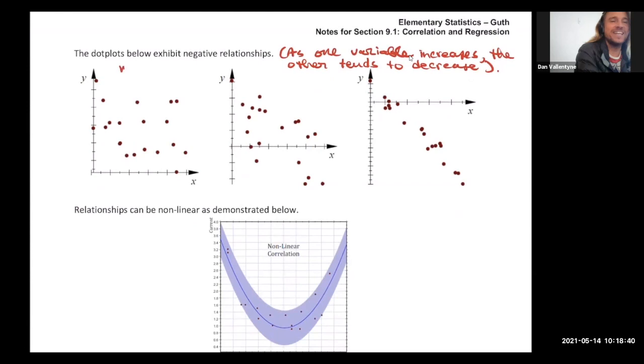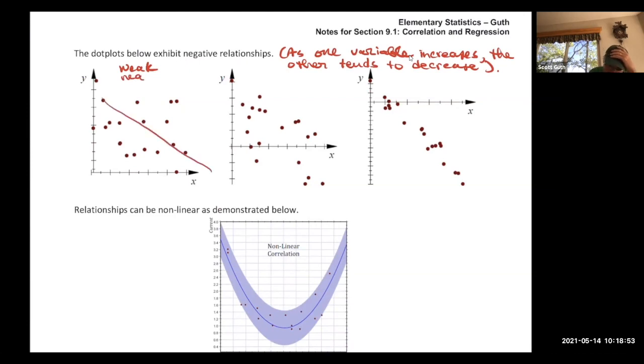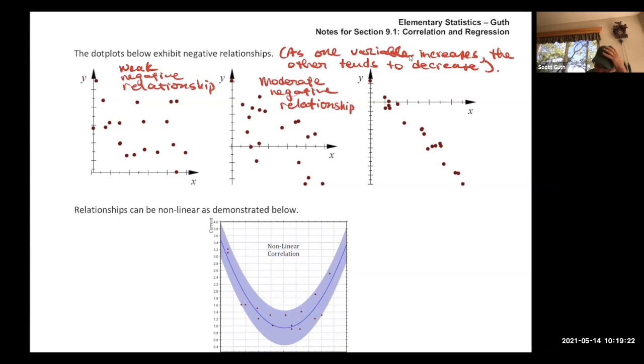Okay, so the first one. That might be nonlinear. Hard to say. I hope it won't go negative at any point like this one does over here. So the first one's a weak negative relationship, sort of goes downhill. I don't know if you can see that. And we do have rules for how we distinguish, like moderate from strong. They're sort of arbitrary rules, but they're typical. So strong.